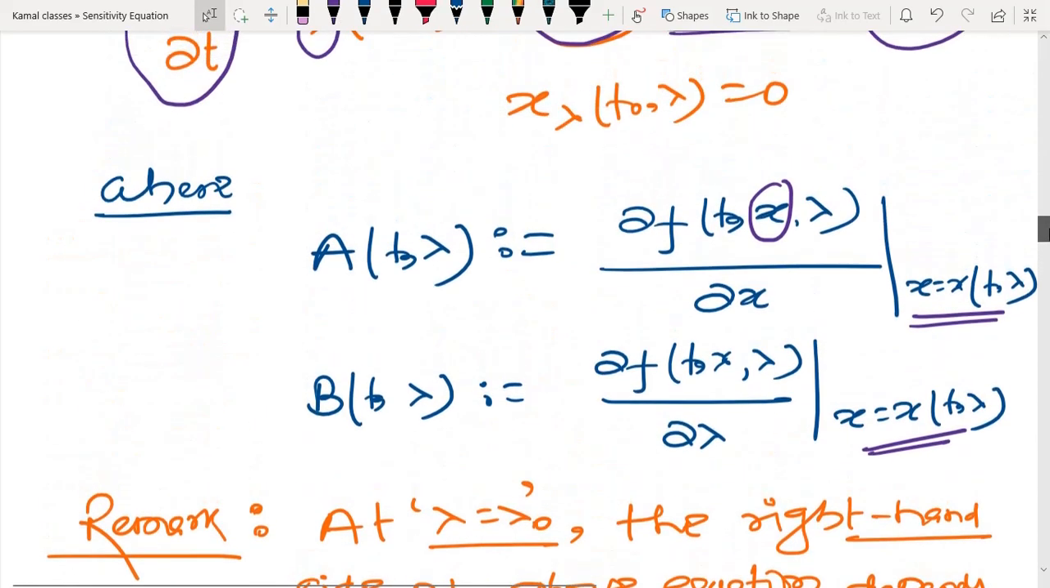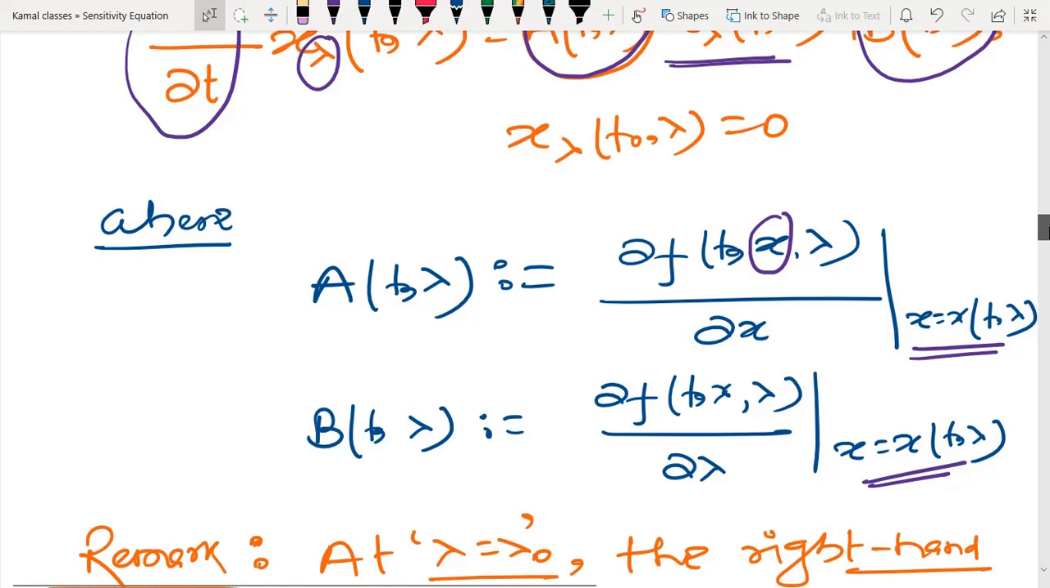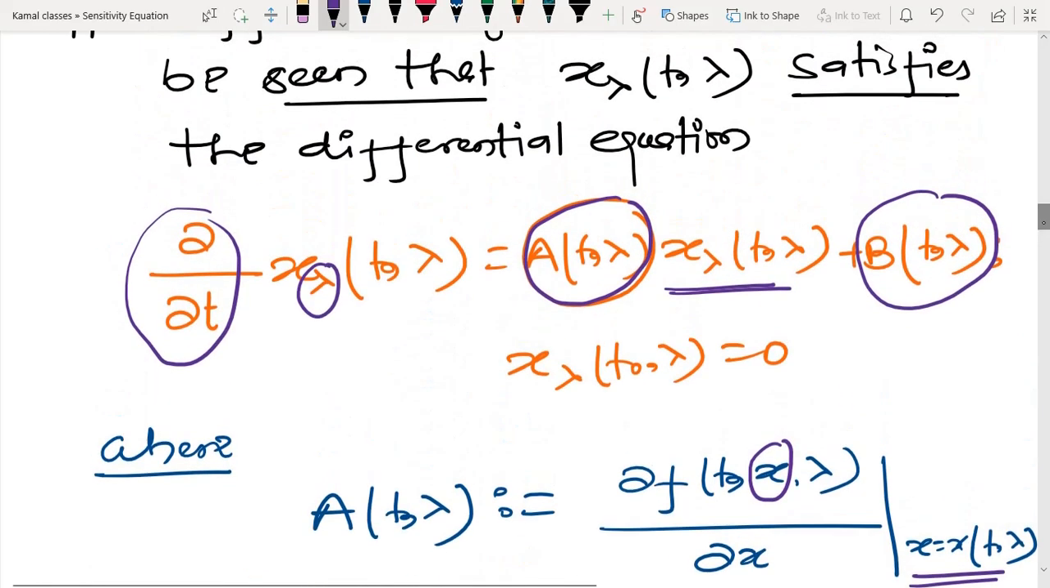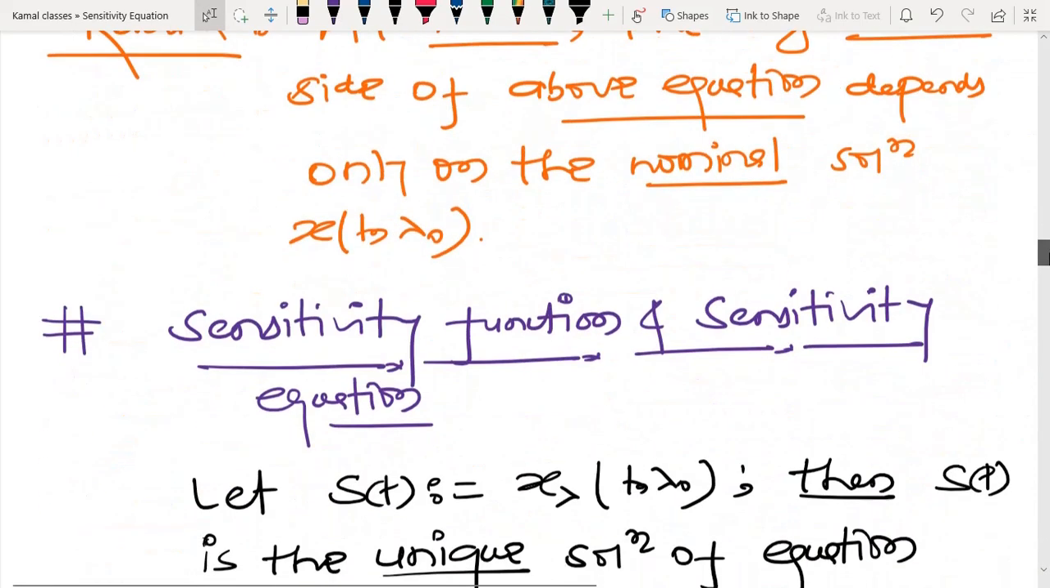So what we are saying is that if lambda is very, very close to lambda 0, then in place of lambda I am going to substitute lambda 0, and we are going to see the variation with respect to time in this way. Finally we will generalize everything, and after that we are going to check this parameter and this parameter when lambda is very, very close to lambda 0.